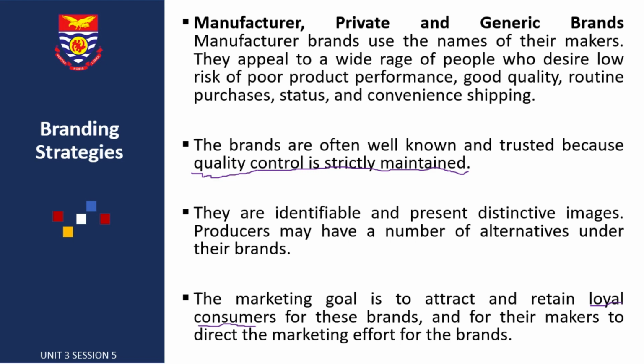So when we talk about manufacturers' brands, people actually go in for these brands because they believe it comes with low risk, and hardly will you record a poor product performance. It mostly comes with good quality, and people often purchase these brands because they believe it is coming from the right source. Example, Johnson and Johnson. The name is the name of the manufacturer, and it has been given to the names of the products.